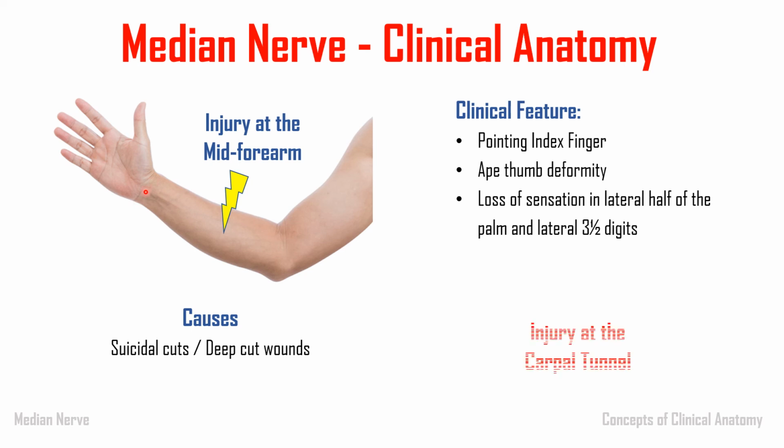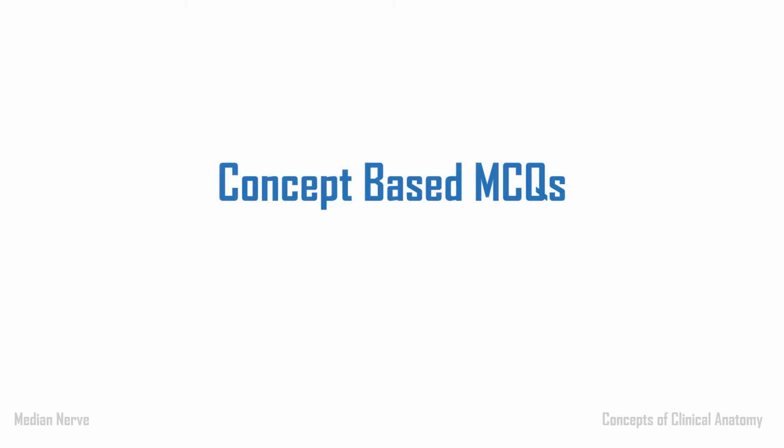Then, apart from that, there is injury at the level of carpal tunnel, not really injury, mainly compression. Here the injury means compression at the level of carpal tunnel. There is a separate video on carpal tunnel syndrome including the tests and clinical features, which I will give in the description. That's the anatomy of the median nerve. Moving to the concept based MCQs.